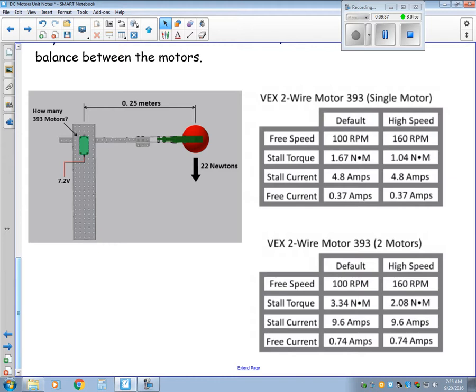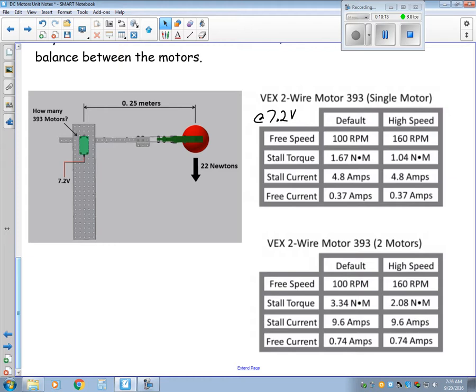So a single 393 motor, again, this is all at 7.2 volts. Free speed is 100 RPMs, stall torque's 1.67, stall current 4.8, free current 0.37. And again, I have some high-speed gears that we can use to tear apart the motors and replace the gears inside the motors. It'll bump your free speed up to 160 RPMs, but notice the stall torque drops quite a bit. It still draws the same currents, however.